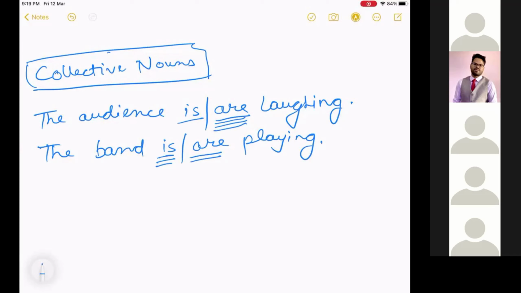Sir, though audience is a collective noun, I think we tend to use "are" with audience, and the band will definitely be "is". Okay. Prakash sir: audience are, band is. Okay, so starting with Jyotsna ma'am, why audience are and band is?